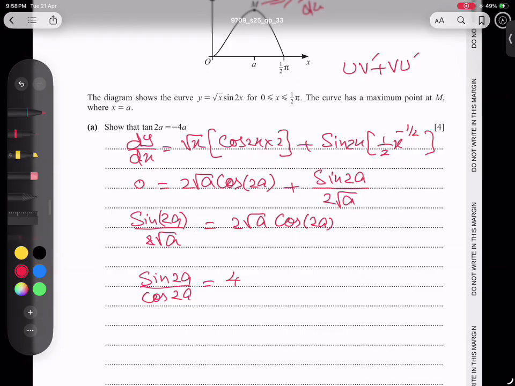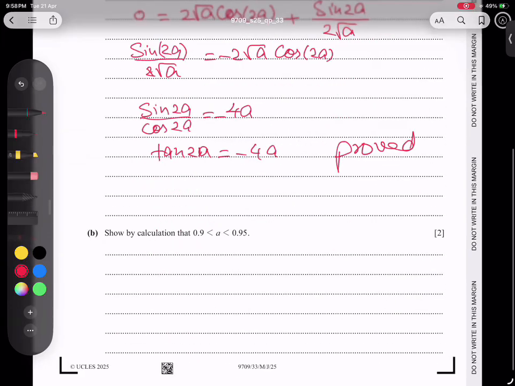And 2 to the 4, and root becomes this one. Sorry to say, I just did not write this minus sign here or minus sign there, no problem at all. And I have done it. Tan double a is equal to negative 4a. And the target is achieved. Okay. Alhamdulillah Rabbil Alameen. Let's go to the next part.